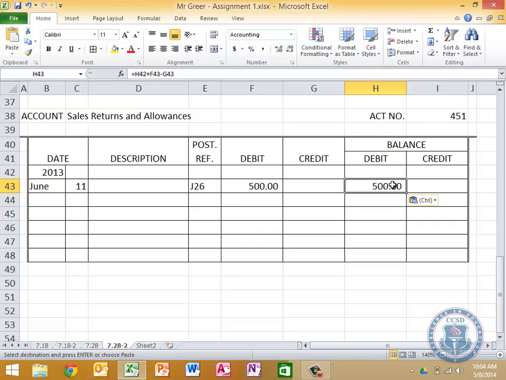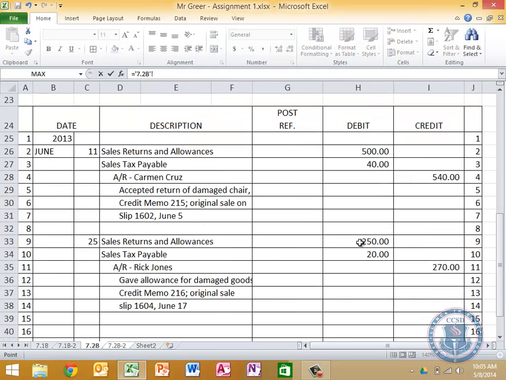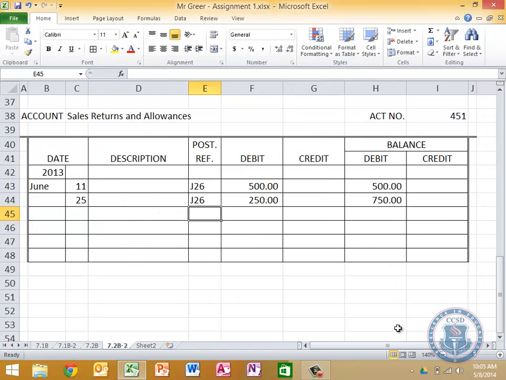And we can drag this down because we know we're going to have a second one, since we had two returns. So on the 25th, on J26 also, how much was that? I'm going to say it equaled 250 right here. It's on our general journal. It's over there. Our balance is 750.